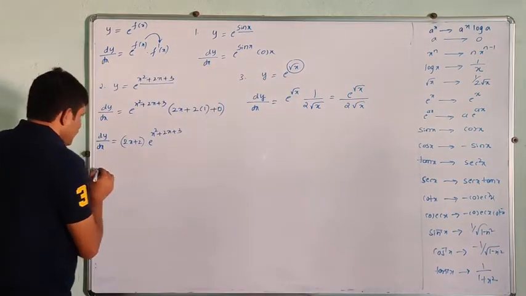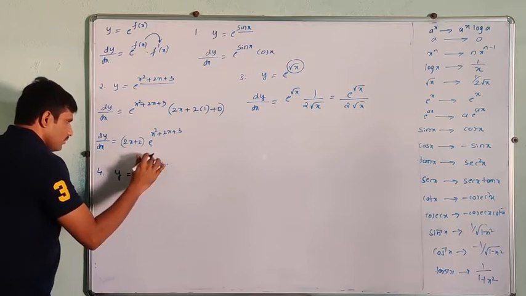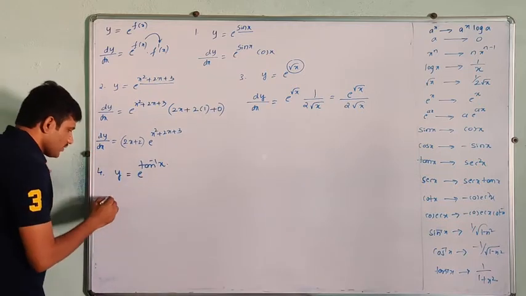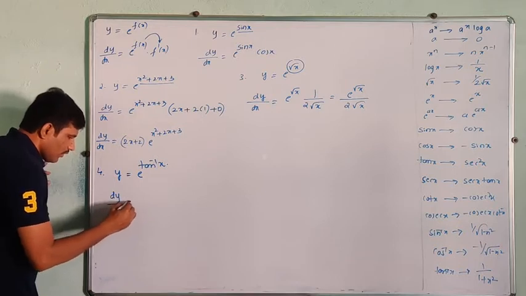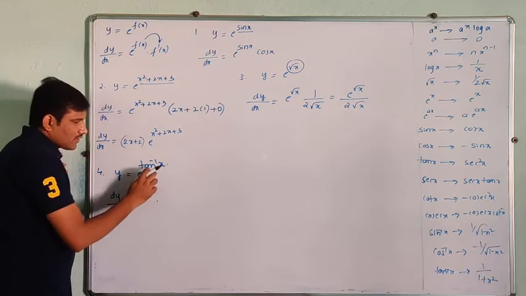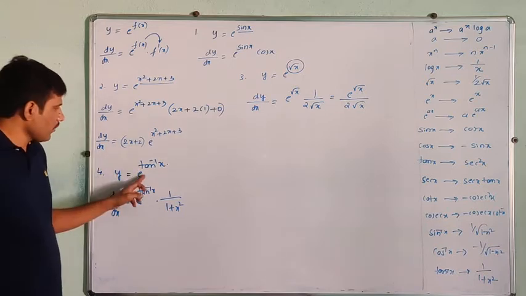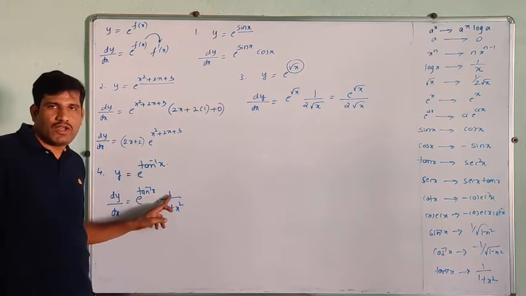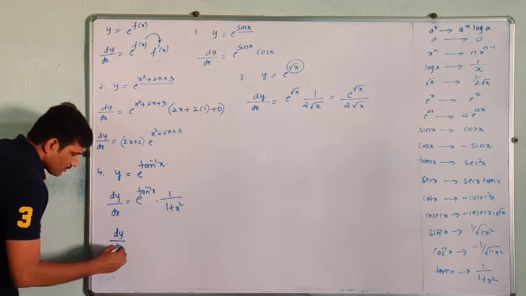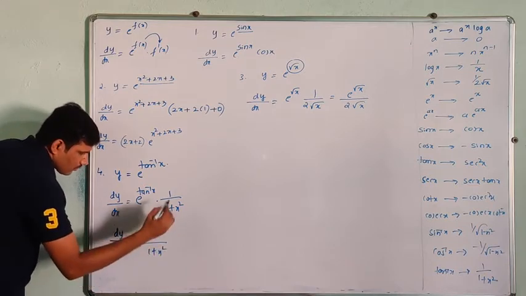Next, y is equal to e raised to tan inverse x. E raised to f of x, so dy by dx: the derivative of e raised to f of x is e raised to f of x into f dash of x. What is the derivative of tan inverse x? 1 by 1 plus x square. Now dy by dx is equal to e raised to tan inverse x divided by 1 plus x square.